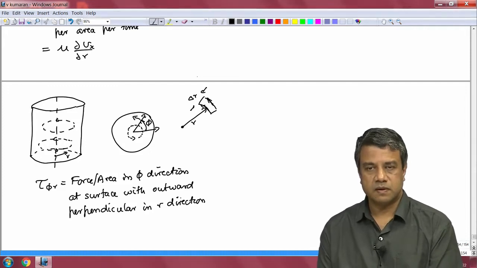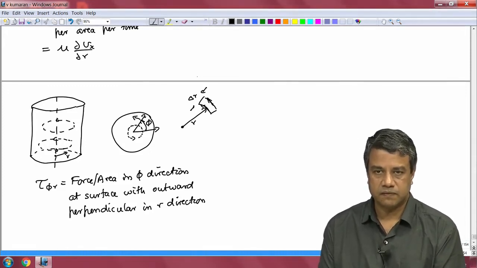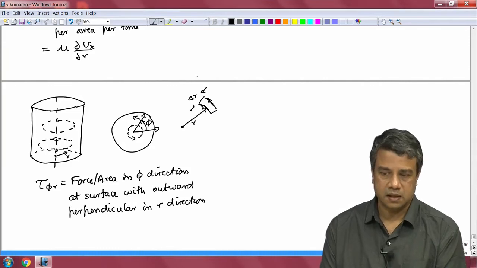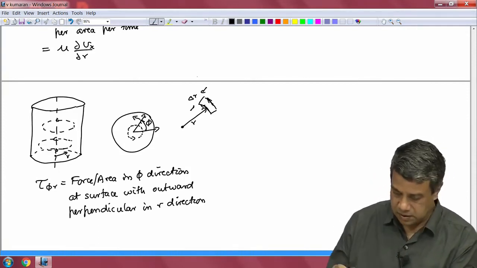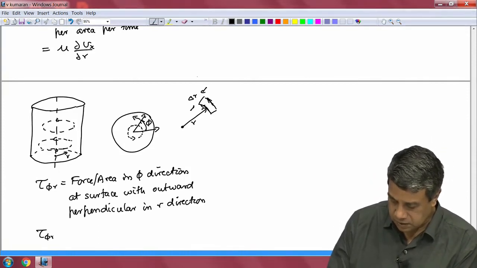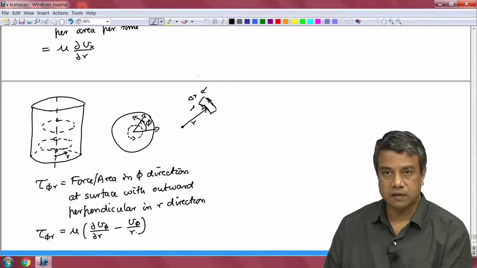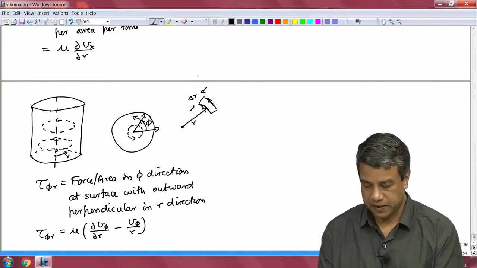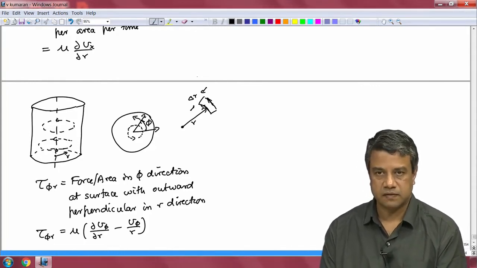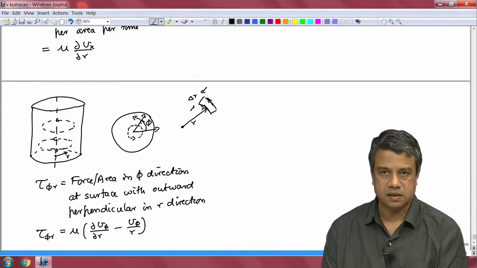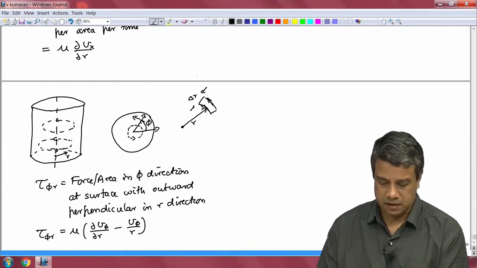Or the rate of transport of phi momentum in the r direction, or the flux of phi momentum in the r direction. In this particular case, the constitutive relation is slightly more complicated. Tau phi r is actually equal to mu into partial v phi by partial r minus v phi by r, for these kinds of circulating flows. It is not just the first derivative. The constitutive relation is slightly complicated.